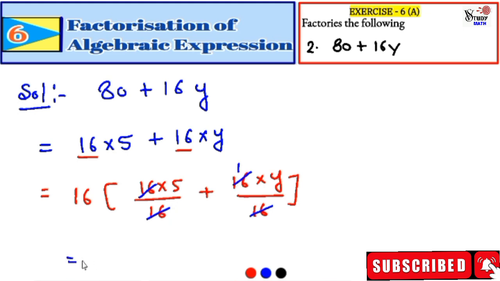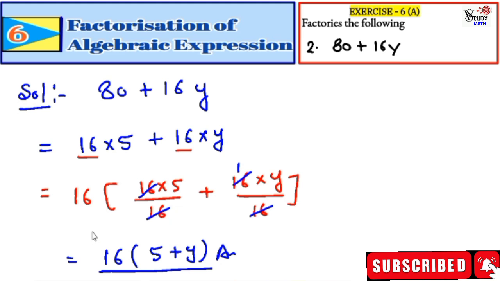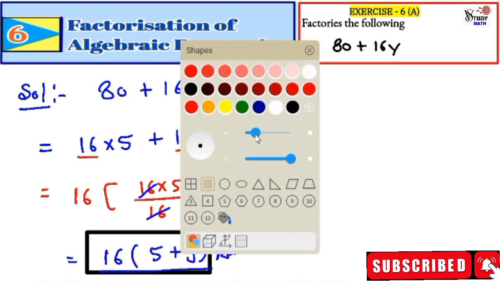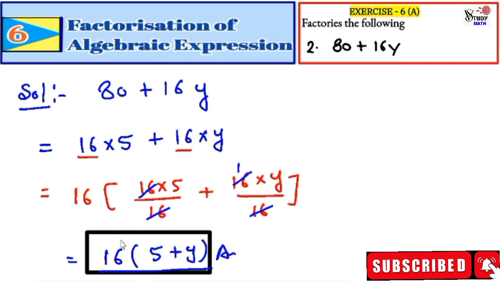So what is remaining now? Now we have remaining 16 bracket 5 plus y, and my dear students, this is the final answer of this problem. I hope you understand this problem very well. So this is the final answer we have. Now move to problem number 3.